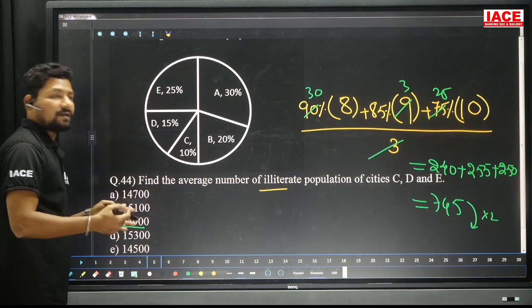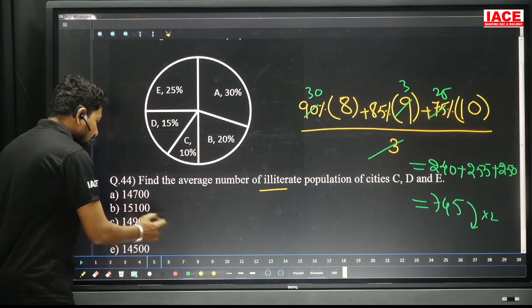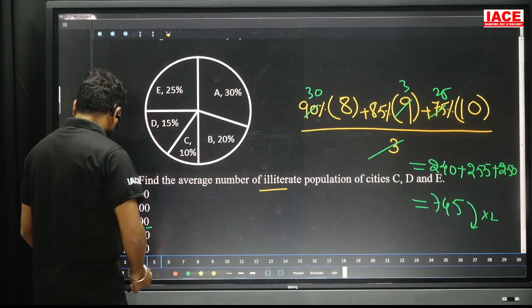So I'm not taking the original value now, that's why I'm not getting the last 0, but the final answer is this 1490, with an extra 0 for the 1000 purpose. And let's move to the next question.